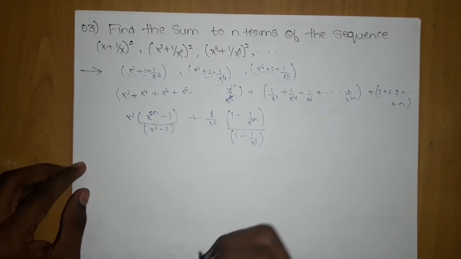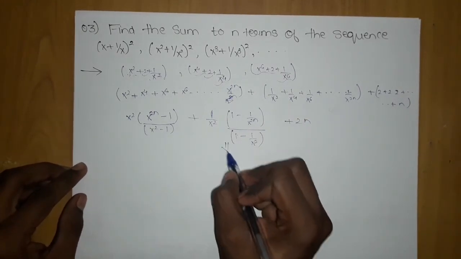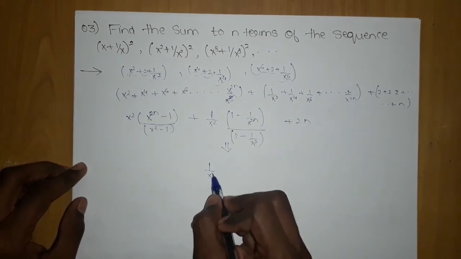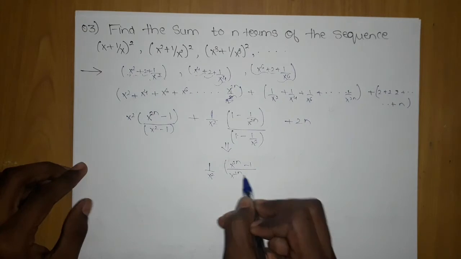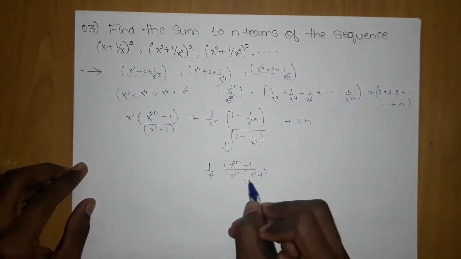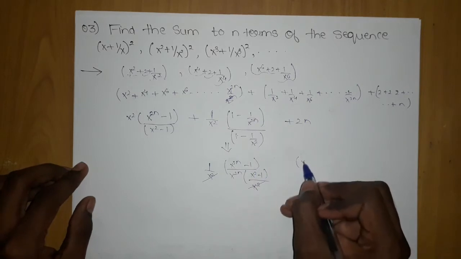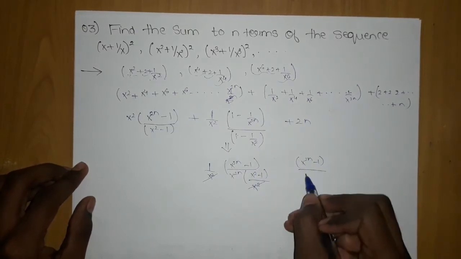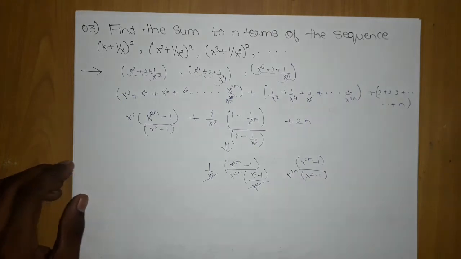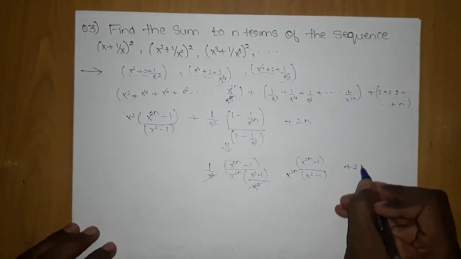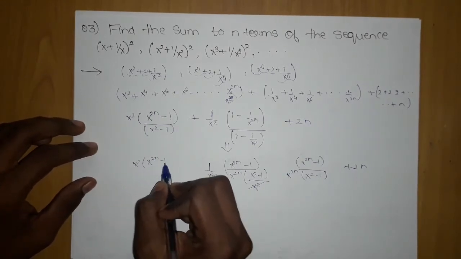Now we will simplify it. Let me simplify this one. The numerator is nothing but x power 2n minus 1 upon x power 2n. Similarly the denominator is x square minus 1 upon x square, and this x square will cancel out. Finally I am left with x power 2n minus 1 upon (x square minus 1) into x power 2n. Plus here there will be 2n, and here x square into (x power 2n minus 1) upon (x square minus 1).